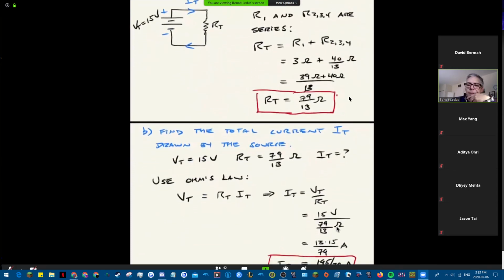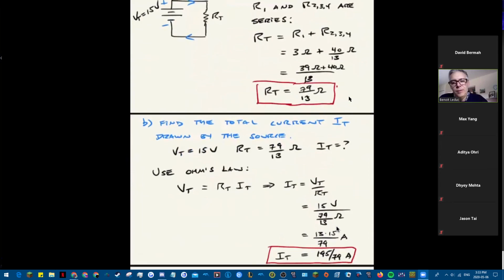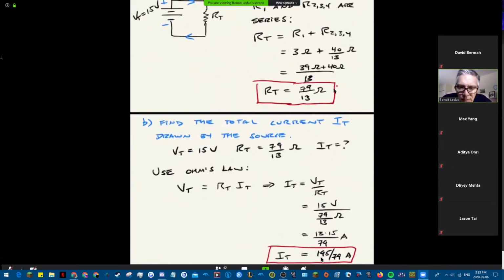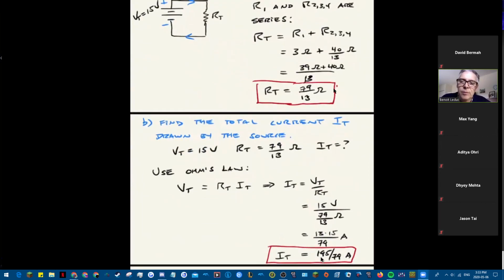And then you isolate for this, and you keep it, and if you can reduce, but I don't think you can reduce this. 79, I think it's a prime number, probably.